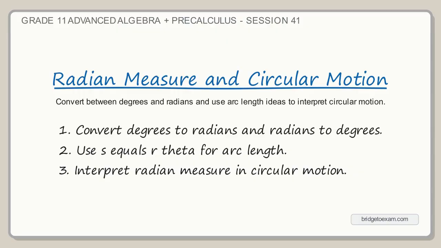By the end, you should be able to do these three things. 1. Convert degrees to radians and radians to degrees. 2. Use S equals R times theta for arc length. 3. Interpret radian measure and circular motion.